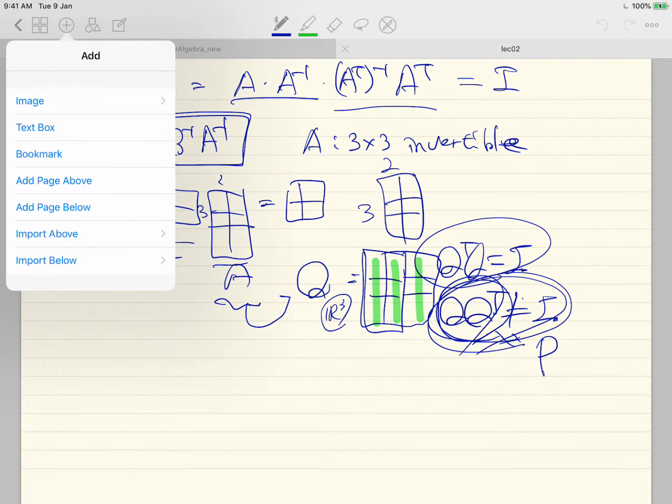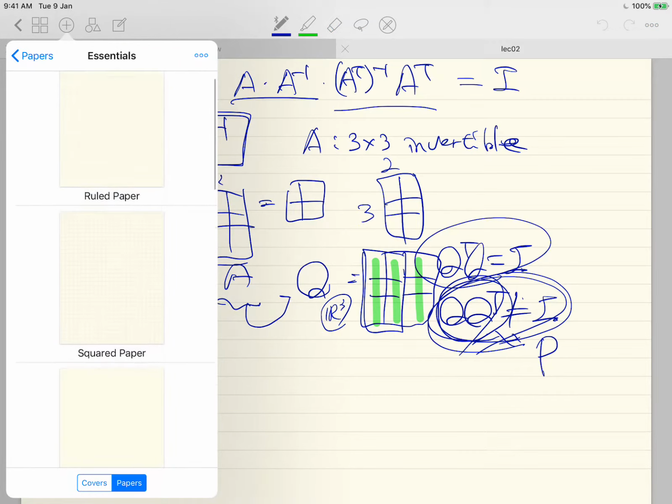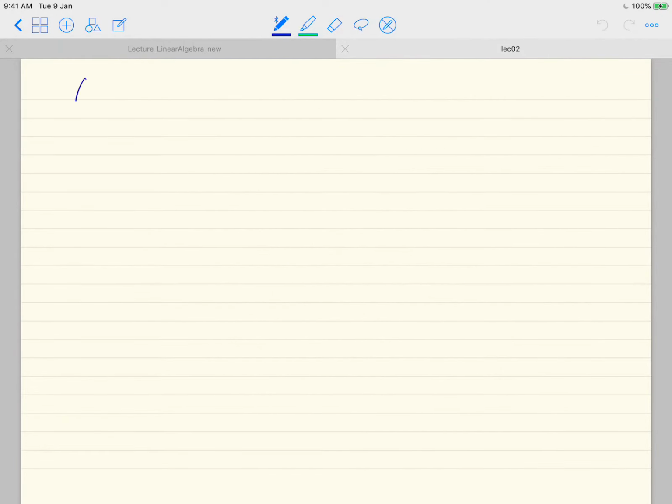I haven't proved it in detail, but let's try. So we are given A, and then we consider the orthogonal projection onto the column space of A, given the vector b, and then it is just A (A transpose A) inverse A transpose b. Yeah, so this is the orthogonal projector.